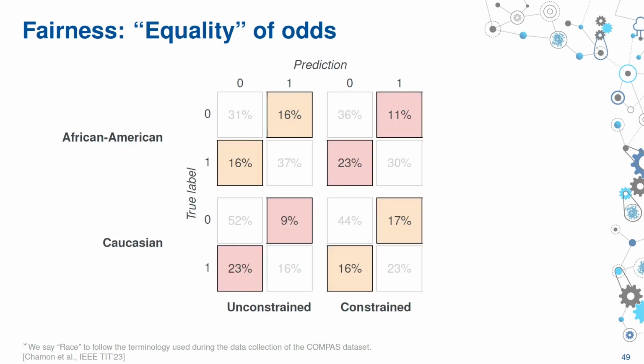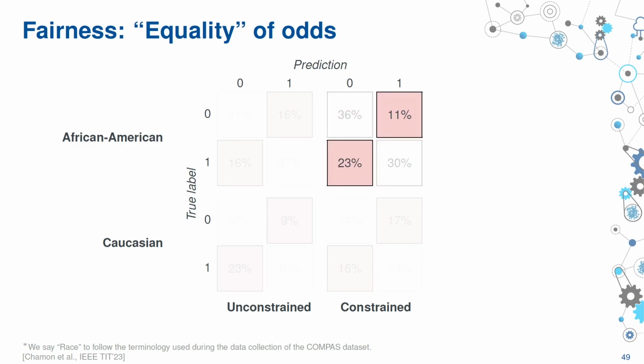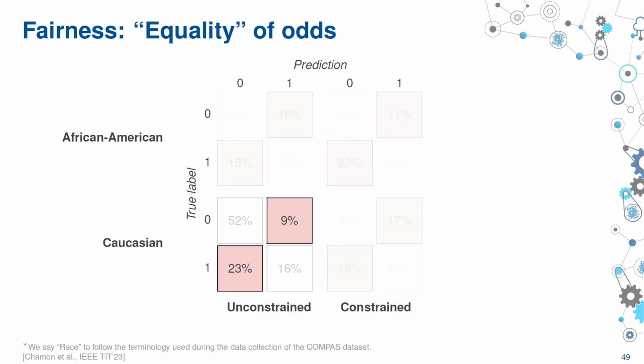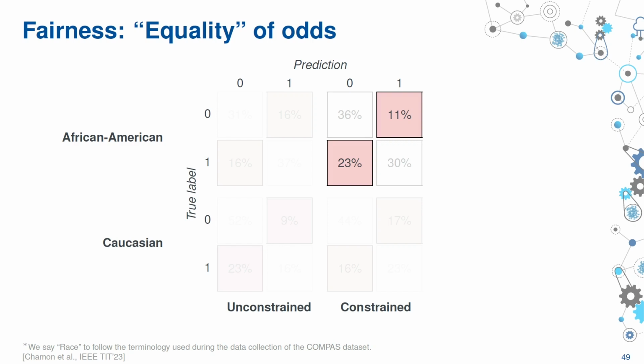So here is the confusion matrix, and I want you to focus on these cross diagonals. This is recidivism for Caucasian individuals, and at the top we have recidivism for African American individuals. What happens in the case without constraints is that you give a little bit of slack to Caucasian people, you don't give any slack to African Americans. When you impose constraints, that flips. Instead of giving slack to Caucasian individuals, you give some slack to African American individuals.